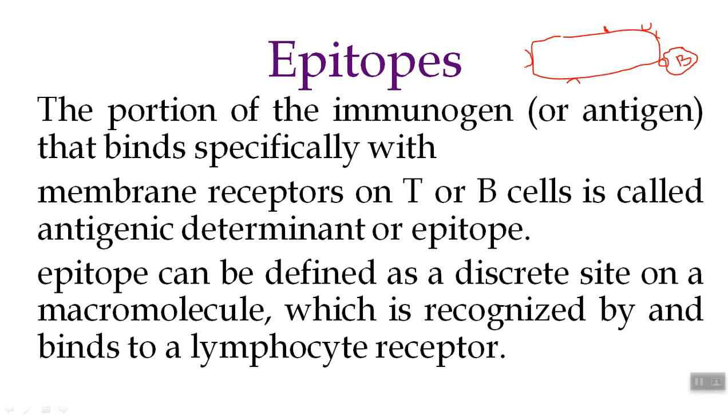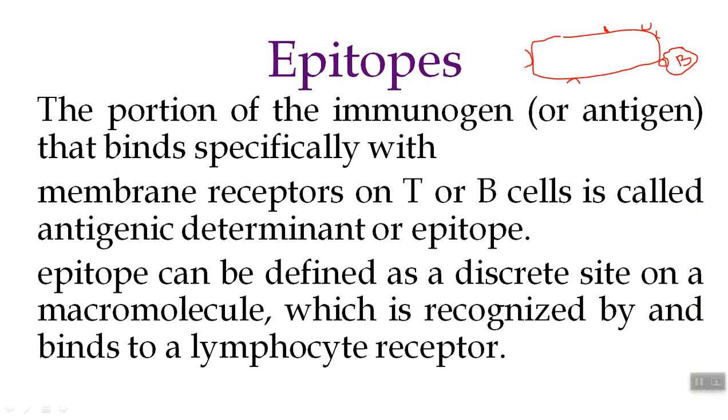In the case of protein, we'll find different configurations, like the primary, secondary, tertiary and quaternary configuration. When the folding is different, the arrangement of the amino acids in the sequence will be varying, due to which you may find different types of antigenic determinants or epitopes. So such epitopic regions may be identical or different.